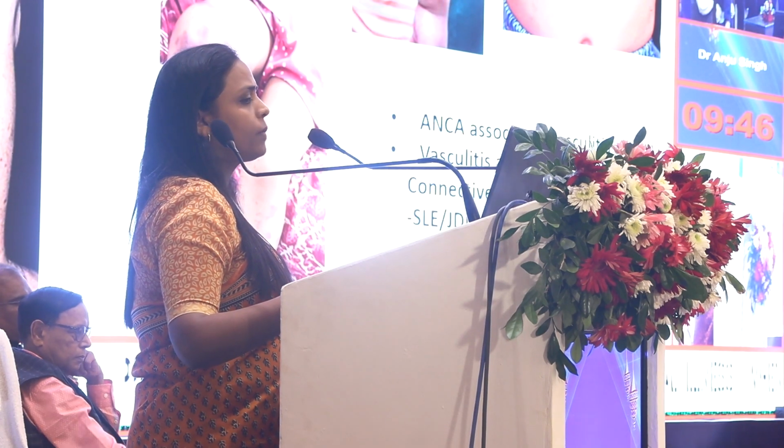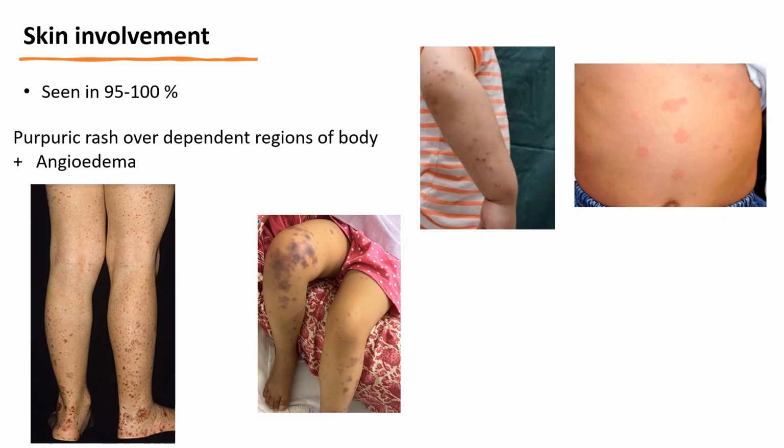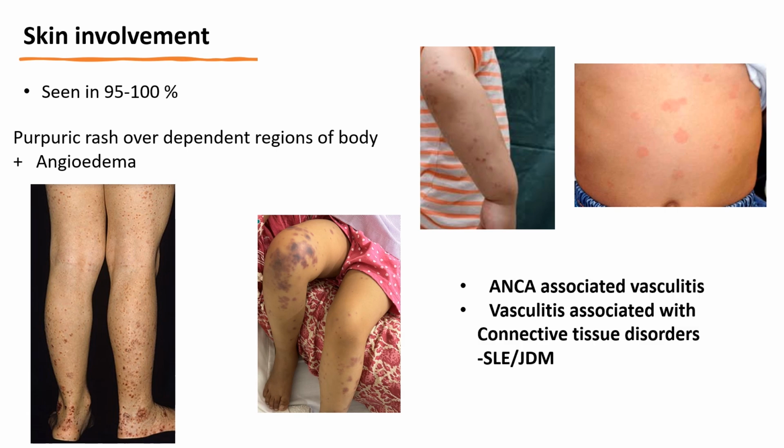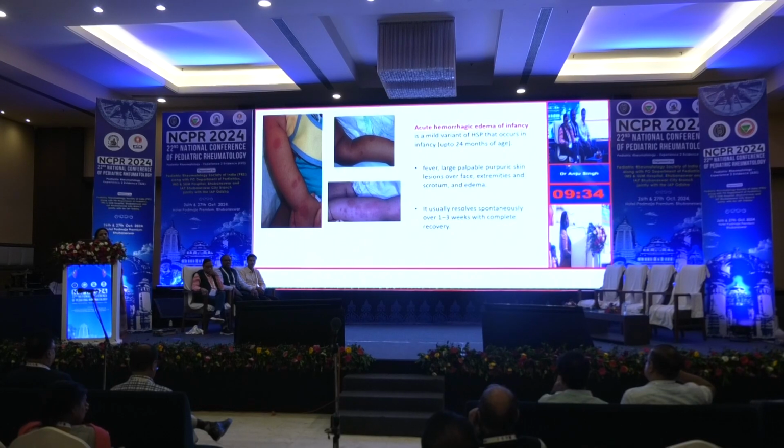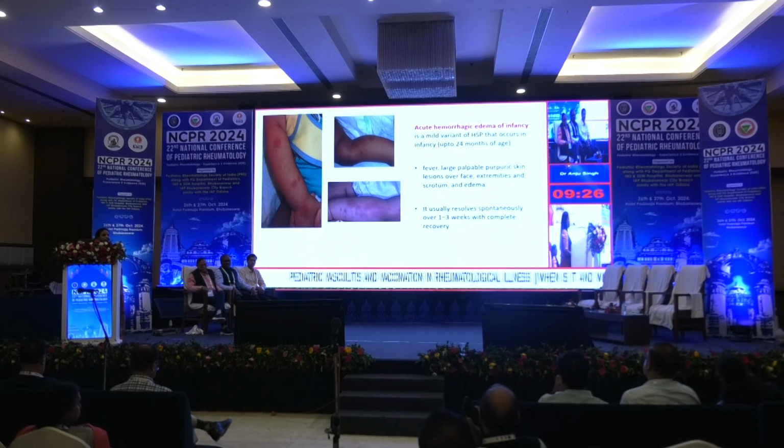And if I talk about the rheumatic conditions that I need to keep in mind, it may be ANCA-associated vasculitis, or vasculitis associated with various connective tissue disorders like lupus or JDM. So I'm talking about a very mild variant of this disease that we see in younger kids, called acute hemorrhagic edema of infancy. So it is mild. It is the mildest variety because it is self-limiting in nature. We may not need to treat the disease, and it does not carry any long-term poor prognosis.